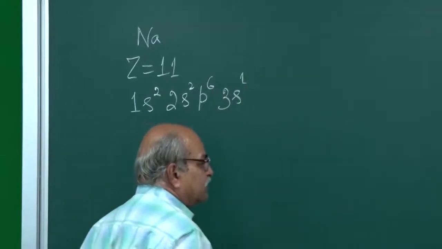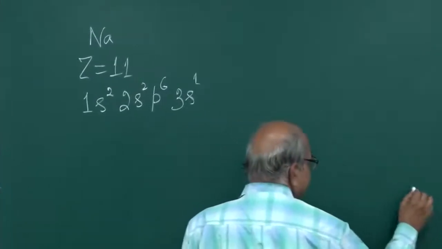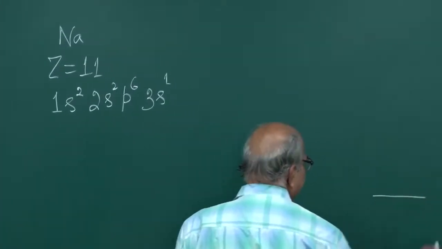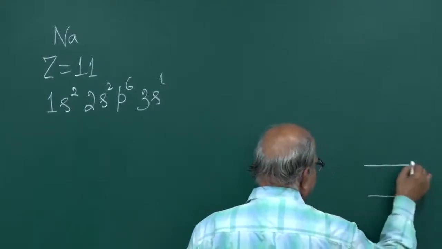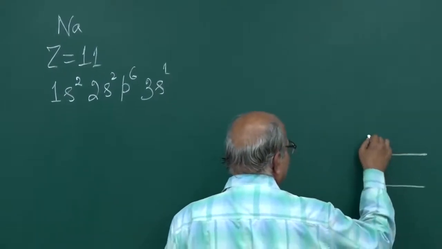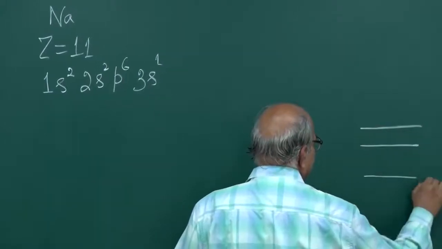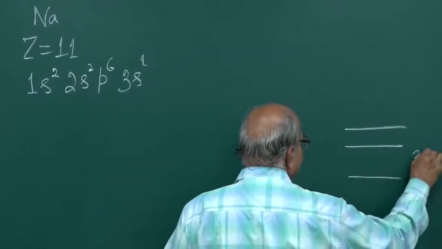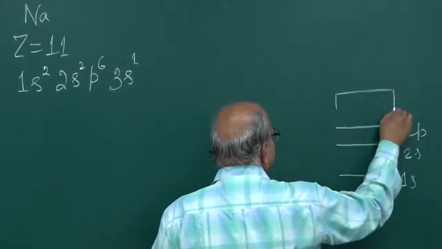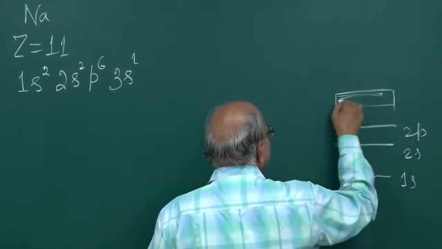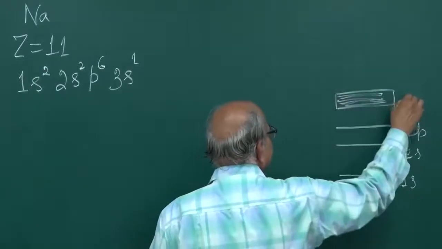So, for the energy levels, this 1s is almost sharply defined, 2s will be almost sharply defined with a little bit of spread, and 2p will also be narrow. This is 1s, this is 2s, this is 2p, and then you have 3s. 3s is reasonably spread, then you will have 3p and all those.